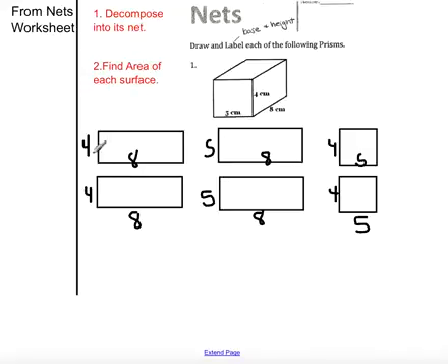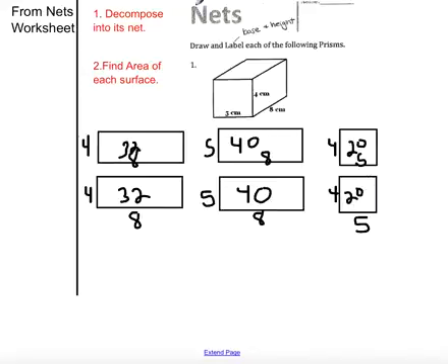Now today we need to find the area of each of its surfaces. So 4 times 8 is 32, because base times height again is 32. 5 times 8 is 40, and 40, because again, base times height to find the area of a two-dimensional shape, and 4 times 5 is 20.